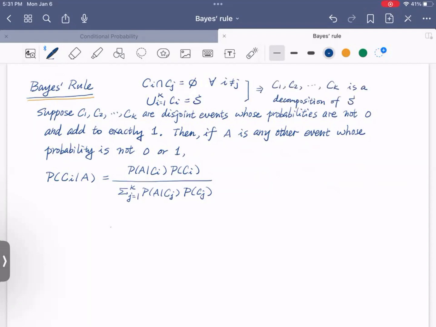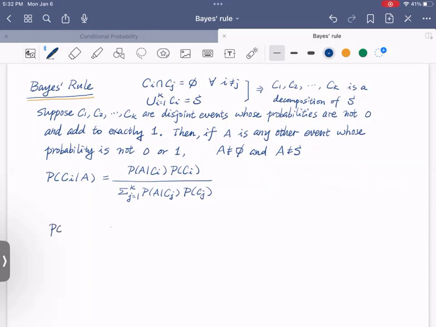And A is another event which is not empty and not equal to the sample space. And then the probability of Ci given A is equal to P of A given Ci times P of Ci, divided by the summation of P of A given Cj times P of Cj, where j is from 1 to k. So let's briefly derive this formula again, so that we can also better understand the meaning of Bayes' rule.